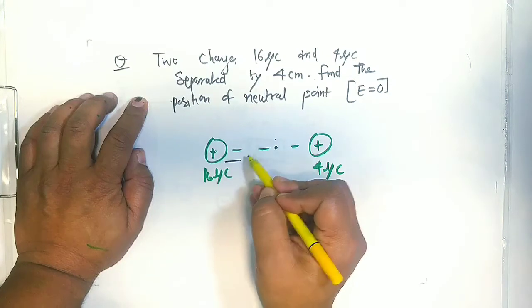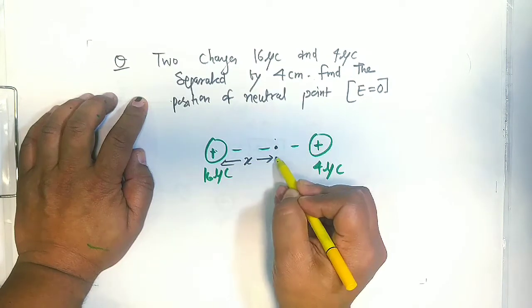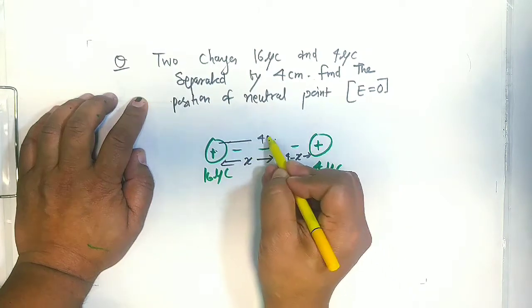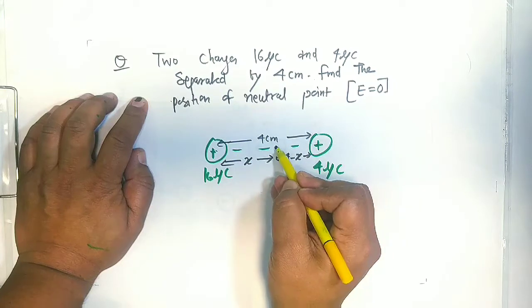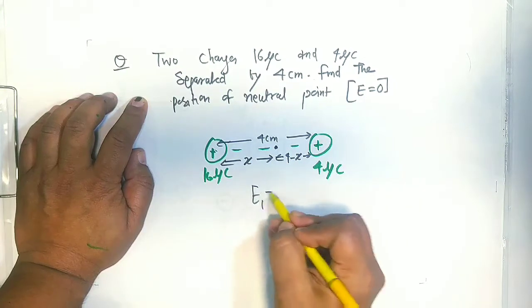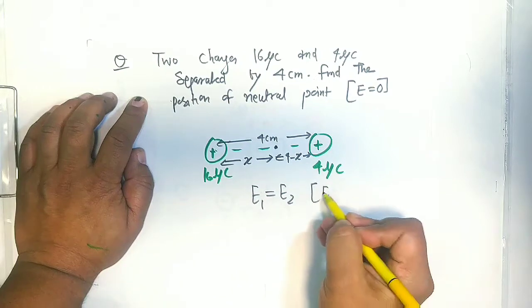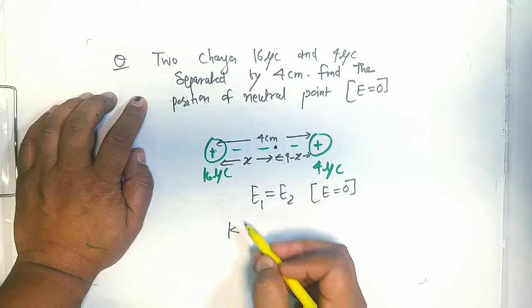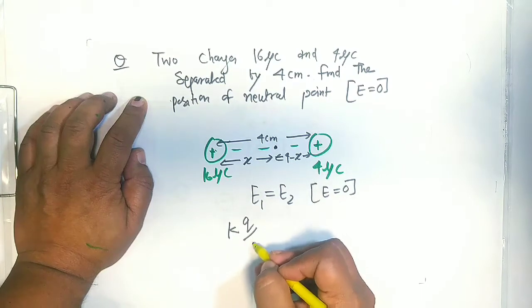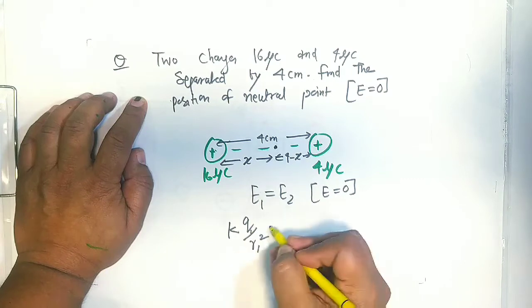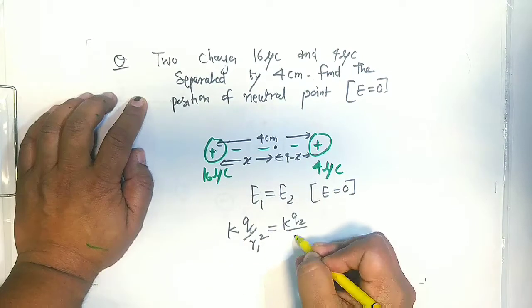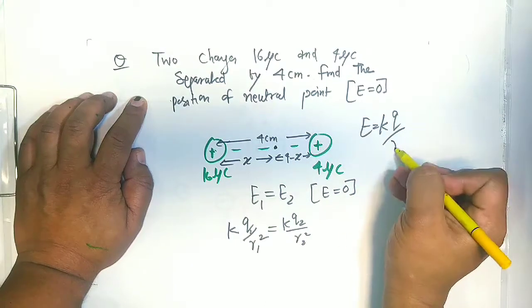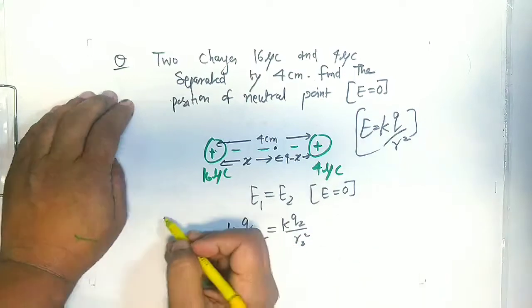So here we can say this is the point. Now this distance is 4 centimeters. Say this is x and this is 4 minus x. Total distance is 4 centimeter. So what we can say at this point, electric field E1 will be equal to E2 because net E is 0, like we have done in electrostatic force. So KQ1 by R1 square, KQ2 by R2 square. This is the electric field. You remember the electric field? KQ by R square. So we can write it.